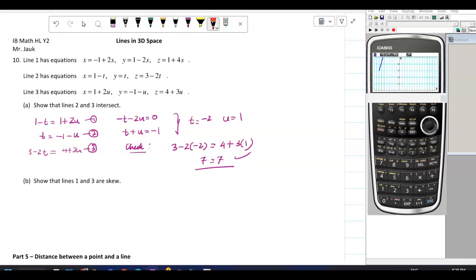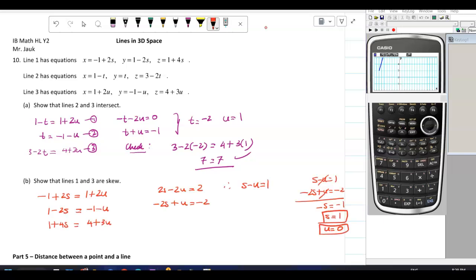Show that 1 and 3 are skew. To show that they are skew, you have to solve 1 and 3 now. Same thing. Minus 1 plus 2s is equal to 1 plus 2u. And 1 minus 2s. So you substitute 4 into 1. That's minus 1 and minus 4 plus 3 into 0, correct? So 5 is equal to 4. So it doesn't intersect.